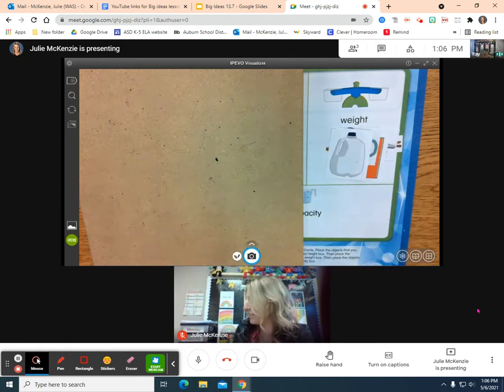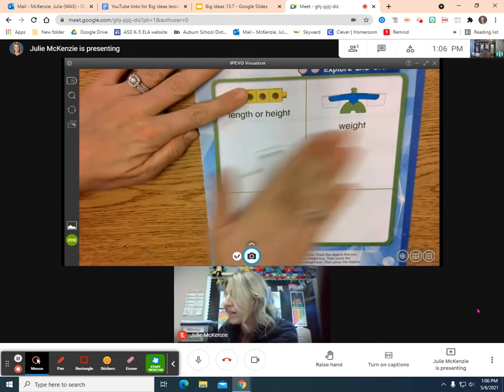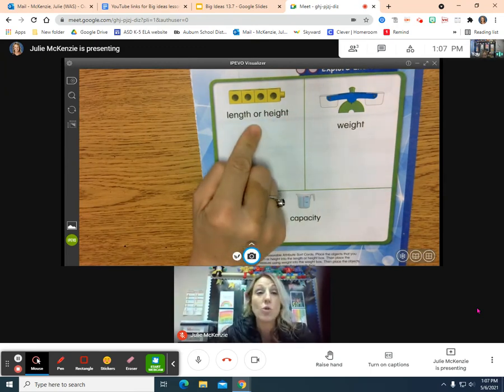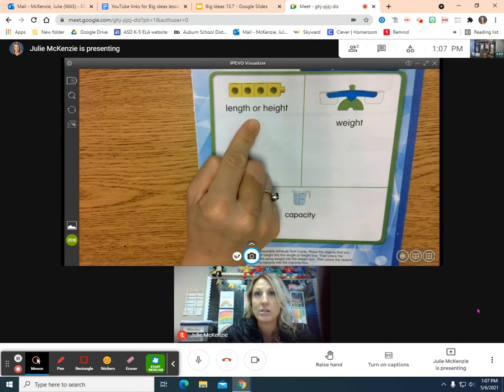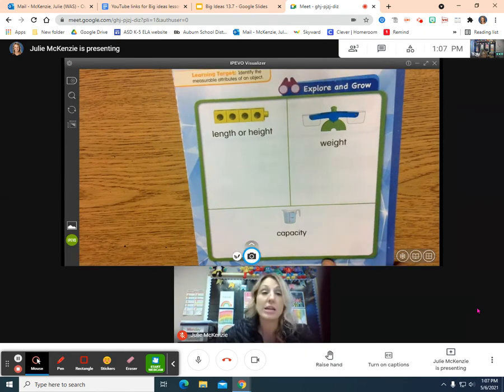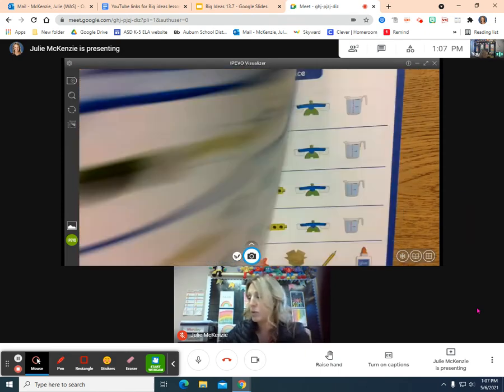All right. Good job, boys and girls. So those are the measurable attributes we're talking about today. We're looking at objects and deciding, could we measure the length or the height of that object? Could we measure the weight of that object? And could we measure the capacity of that object? That's what we're looking at.